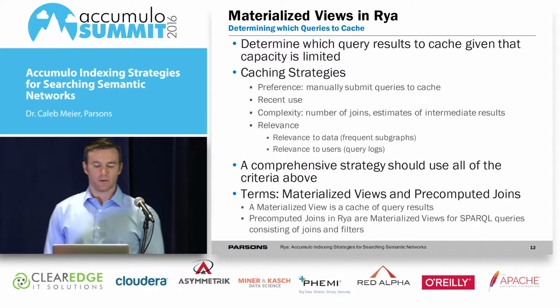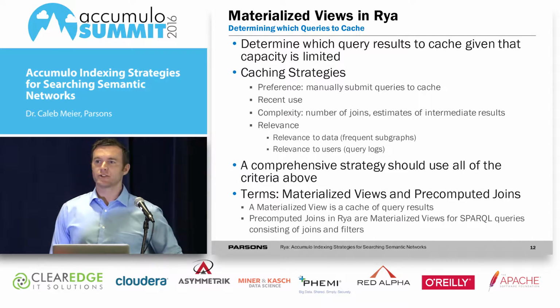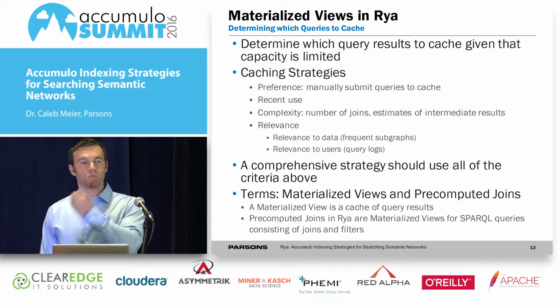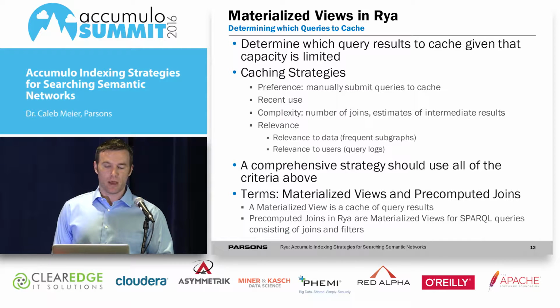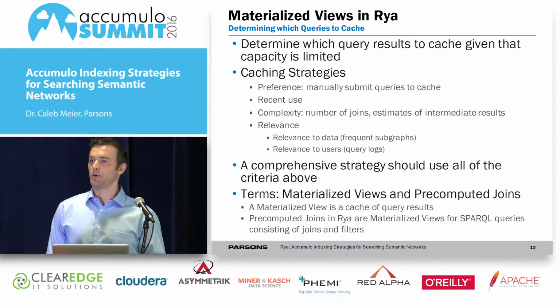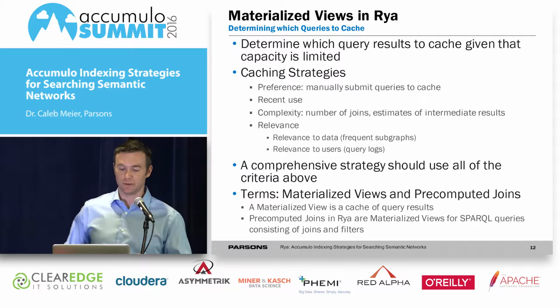So for Materialized Views within RIA, the idea is we pre-compute queries of interest. We store those results in an Accumulo table, and then when a user issues a query, we match subqueries of that given query to representative queries of the results we've cached. And in that way, we're essentially reducing the number of joins that are required to evaluate that query.